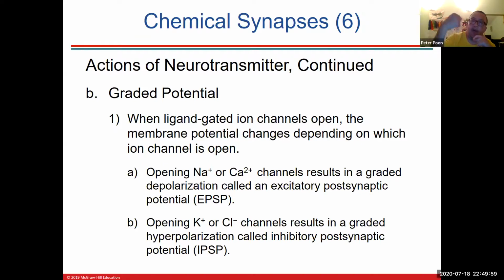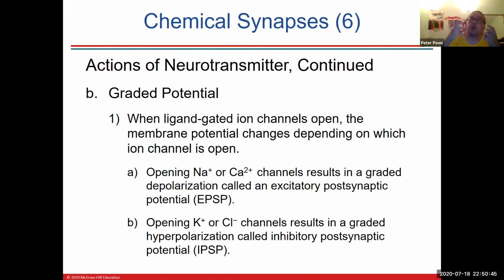If positive charges come rushing in, the membrane potential gets closer and closer to negative 55. If I open a K plus channel, positive charges come rushing out, or if chloride channels open, negative charges come rushing in. Either way, the cell becomes more negative, and that's inhibitory. So I have an inhibitory postsynaptic potential, or IPSP.